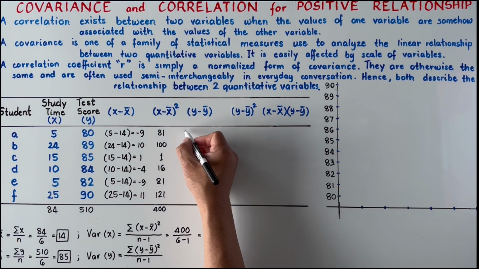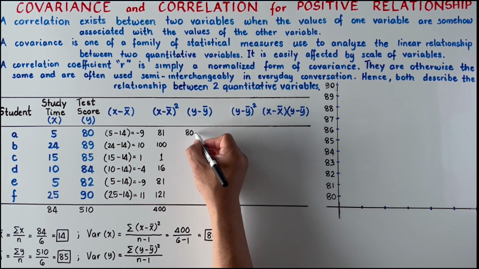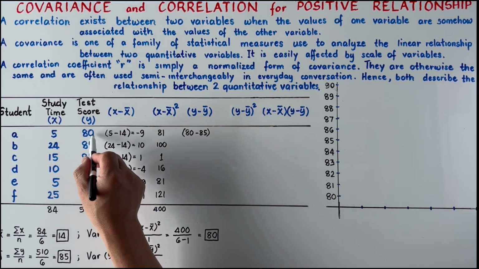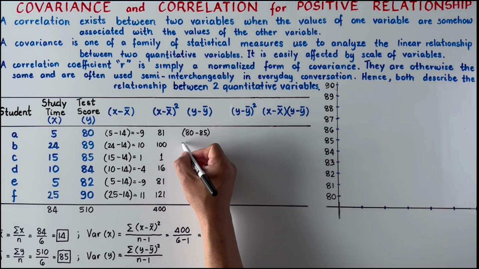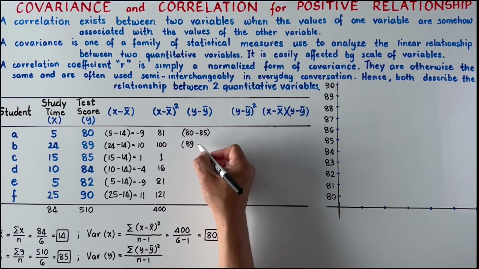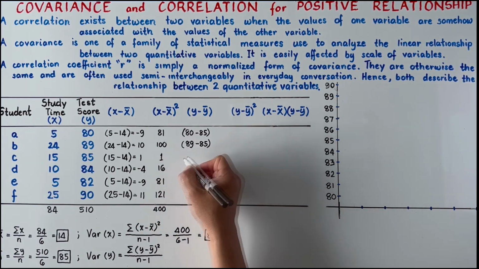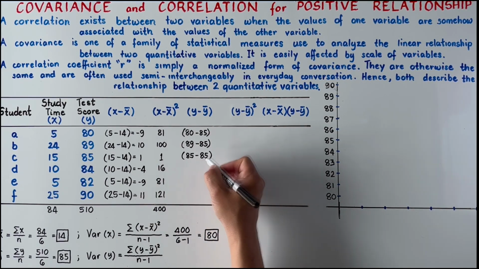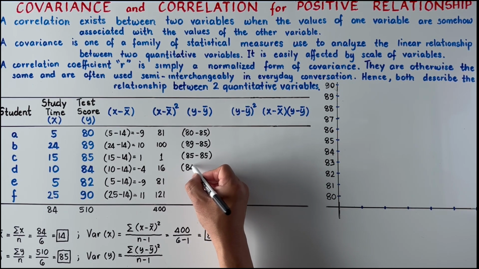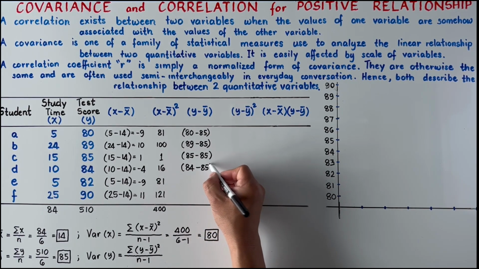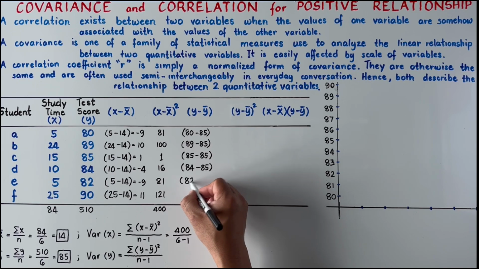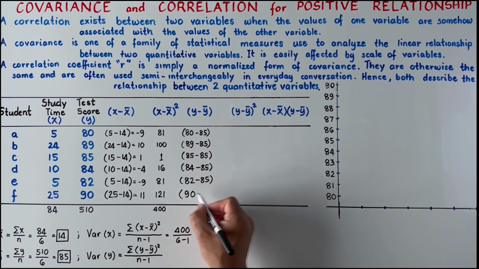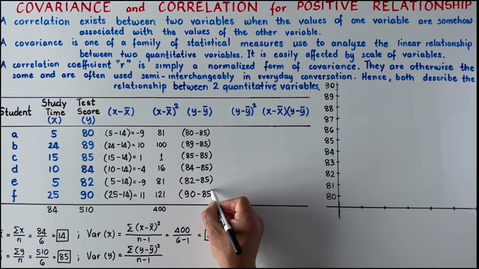So if you subtract 80 by its mean, which is 85, we have 80 minus 85. And next, 89 minus 85, and we have 85 minus 85, and also 84 minus 85, and 82 minus 85. And lastly, we have 90 minus 85 here.